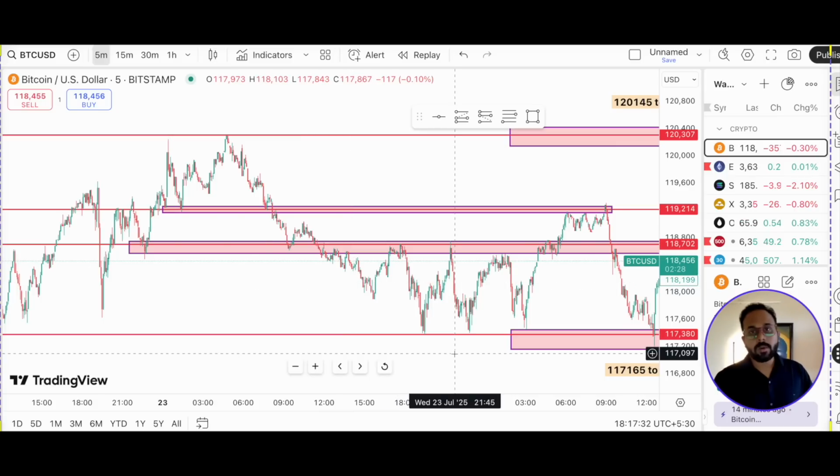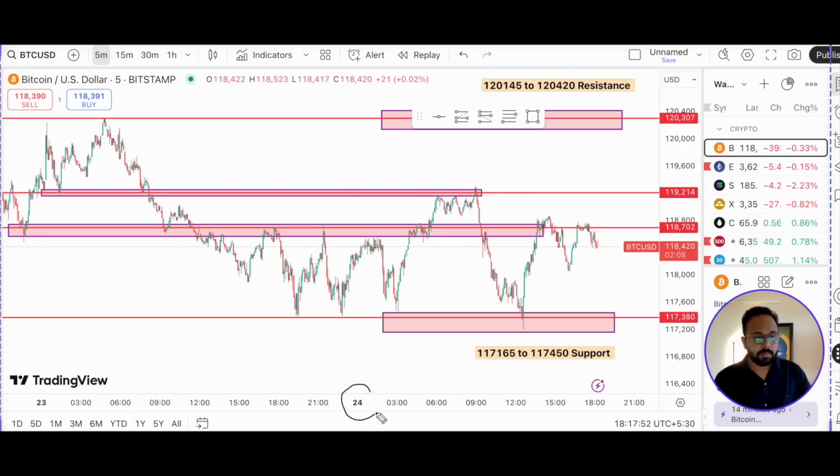Imagine you marked all of these levels 1 day before. 23rd of July, you mark this level. So on 24th, market opened. Now what do you understand? You understand that this is a previous day lowest point. Market is bearish only if it goes below the lowest point.